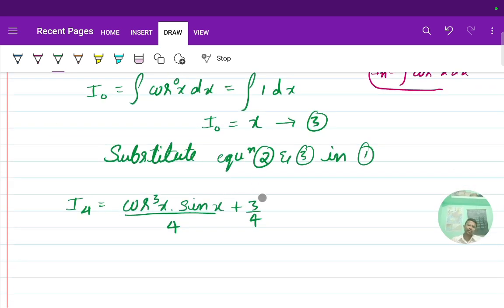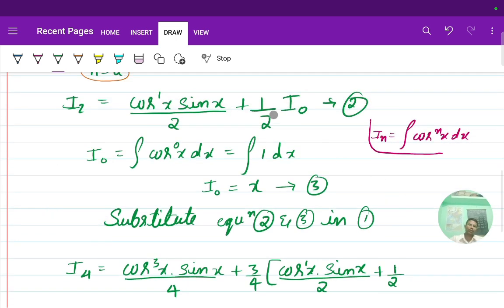That is, I2 is equals to cos power 1x into sin x divided by 2 plus 1 by 2. Now here we have I naught. What is the value of I naught? I naught value is x. So let us write x.